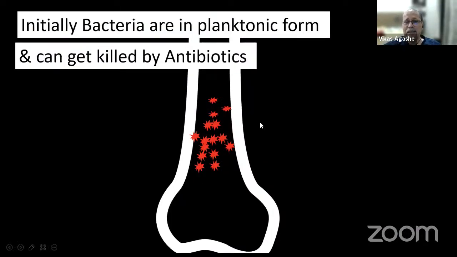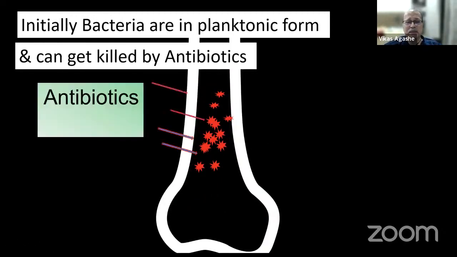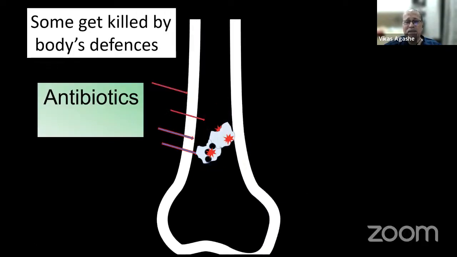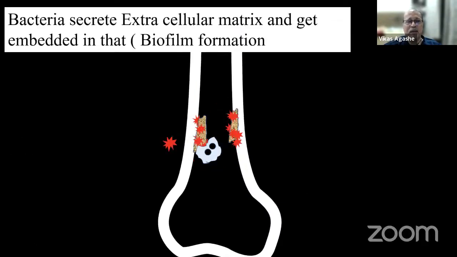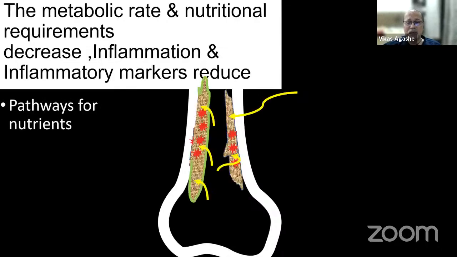Like last time we had discussed, initially they are in planktonic form and can get killed by antibiotics. But after some time, if they remain for some time, especially if the body's defense mechanisms are not appropriate, then they start getting embedded into an extracellular matrix, which they secrete themselves, as you see here.